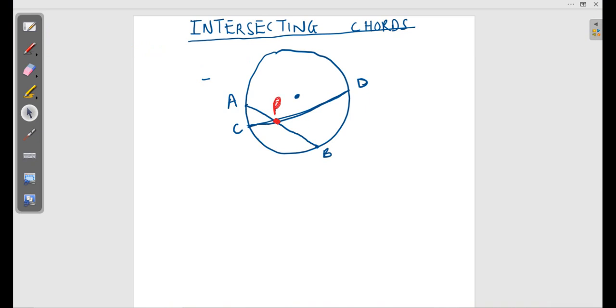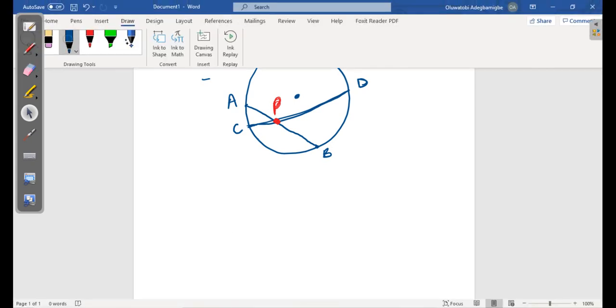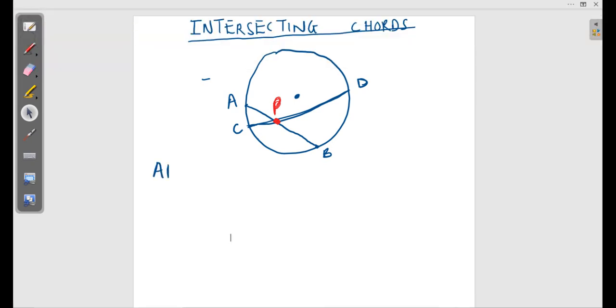Now, what does the rule of intersecting chords say? The four line segments are used in determining the value. If you look at the chord AB, it is made up of two parts, AP and PB. We take the product, and it must be equal to the product for the second chord CD, which is formed by CP and PD. This is what we refer to as the rule of intersecting chords.